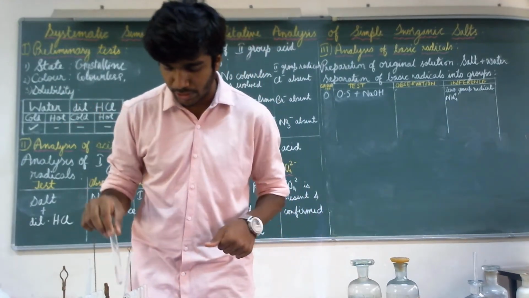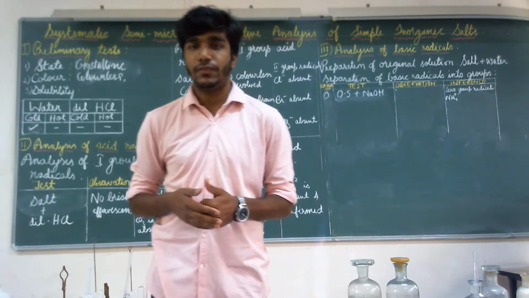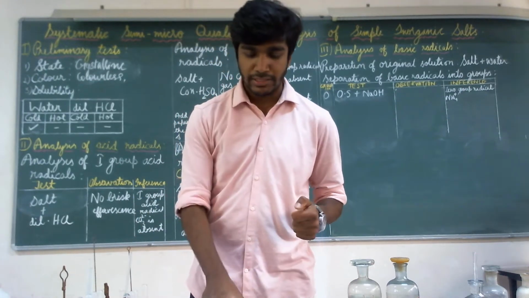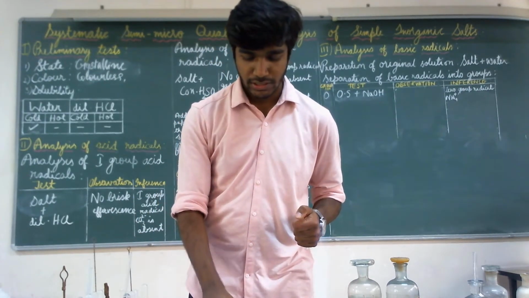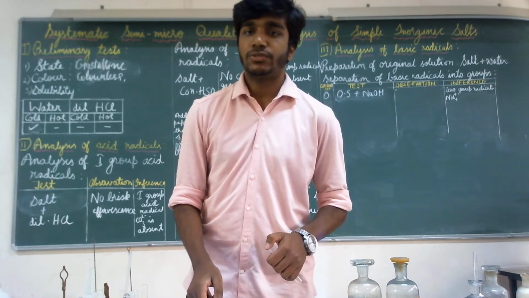Now we'll be moving on to the second part of the analysis, which is determination of acid radicals. I'll be determining the acid radical that is present in the salt. So that's our agenda. Let's start with the first group, determination of first group acid radicals.